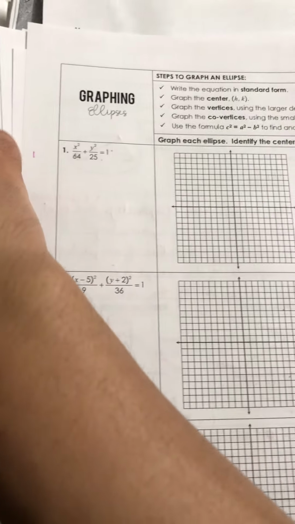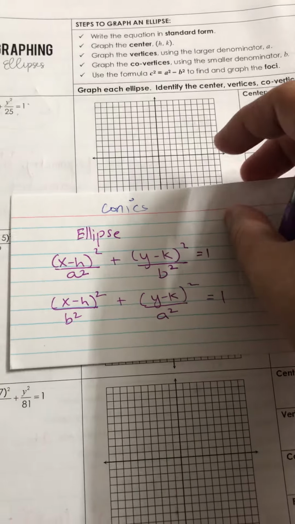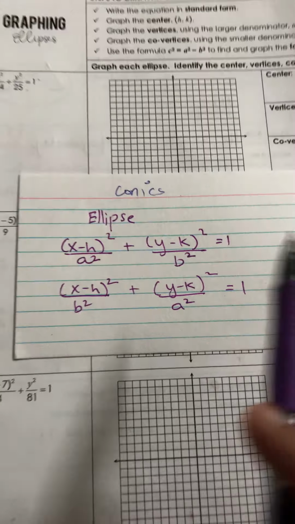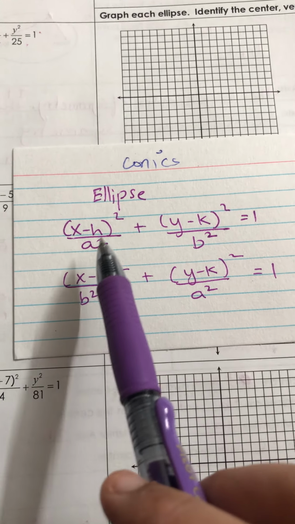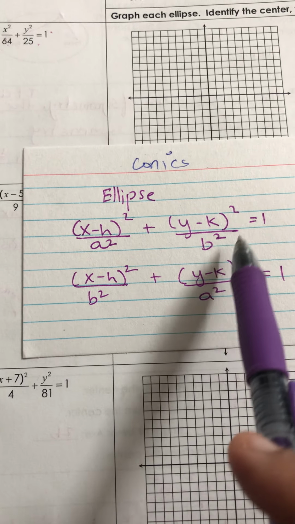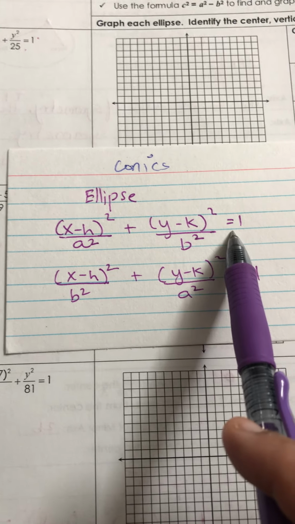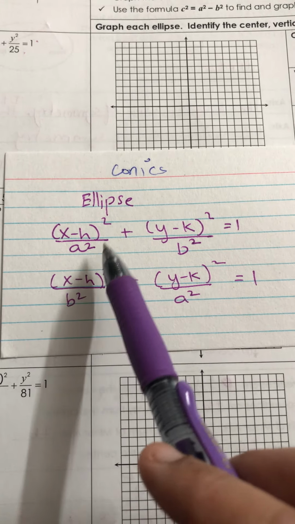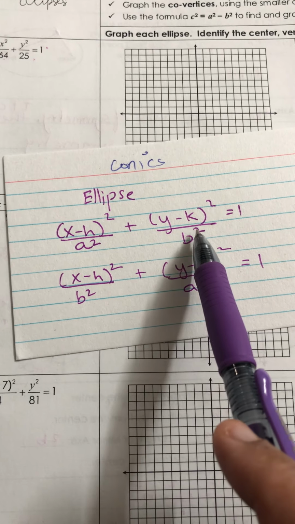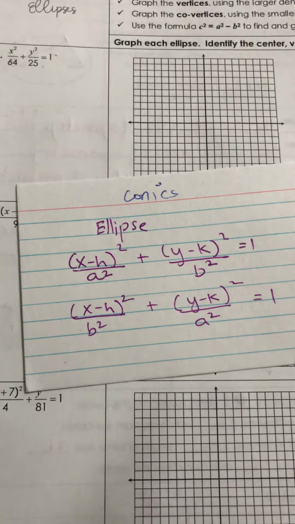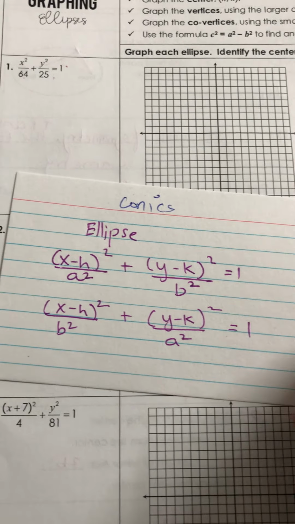Graphing ellipses. Let me give you the standard form of the ellipse. The standard form is (x minus h) whole squared over a squared plus (y minus k) whole squared over b squared equals 1. So how do we differentiate between an ellipse and a circle? A circle is r squared, and there is nothing divided by. Both x and y are not divided by anything.